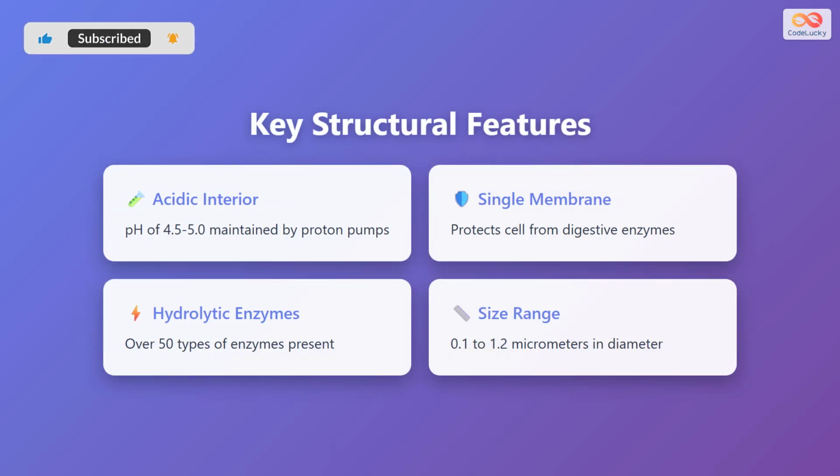Think of lysosomes as the cell's recycling center and waste management facility, combined into one efficient system. Lysosomes have several unique structural features that enable them to function effectively. First, their interior is highly acidic, with a pH between 4.5 and 5.0. This acidic environment is maintained by special proton pumps embedded in the membrane and is essential for enzyme activity.